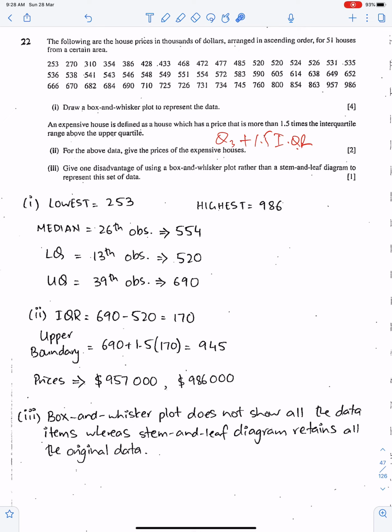Give one disadvantage of using box whisker plot rather than a stem plot. Box and whisker plot does not show all the data items, whereas stem and leaf diagram retains all the original data. This is the best advantage of stem plot. It retains all the data. It shows all the data.